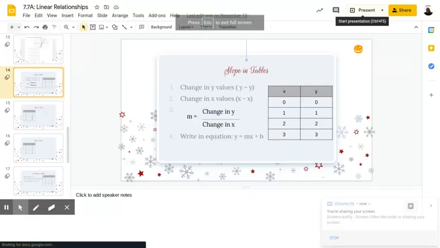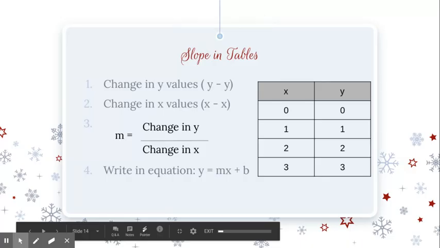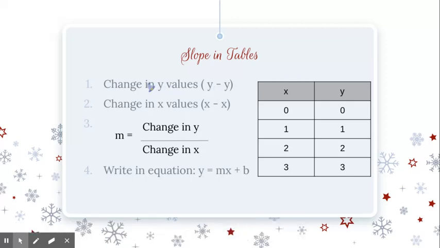Okay, guys, today we're starting on tables. So we did slope and y-intercept from graphs, and we went from a table to a graph, and now we're going to find slope in a table today. Okay? So the first thing we want to do is find the change in our y values.